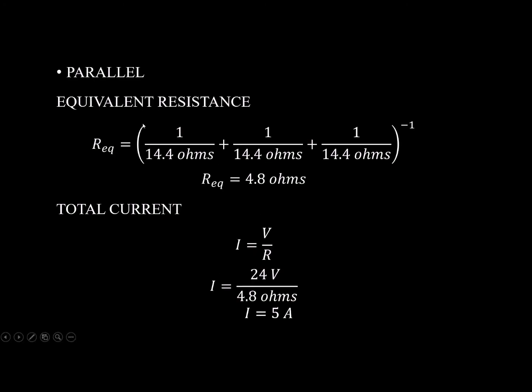Now, when we move to the parallel, we have the equivalent resistance of 4.8 ohms using this formula, and the total current was 5 amperes using the formula of voltage divided by resistance. As you can see, the results did match with the previous experiment, and these calculations were made to have a background and to see if the results were right.